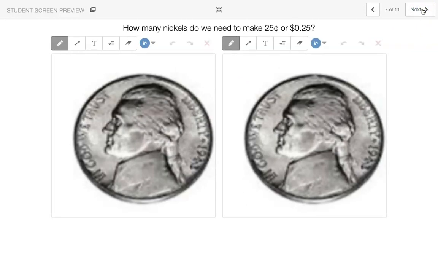Let's go on to the next one. How many nickels will we need to make 25 cents? So let's think about that. Here's our nickels, and each one is worth 5 cents. So let's count, all right? 1 nickel is 5 cents, 10 cents, 15 cents, 20 cents, 25 cents. Let's do that again, and you count how many times we do that. 5, 10, 15, 20, 25. I need 5 nickels to make 25 cents. So let's write that here. 5 nickels.